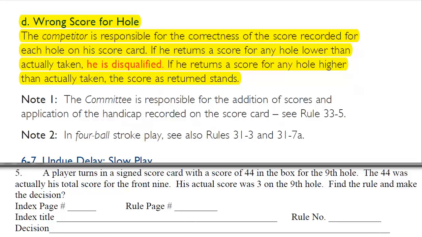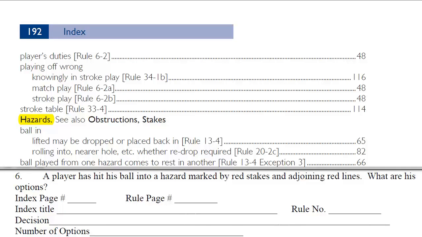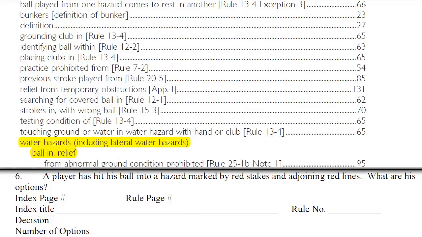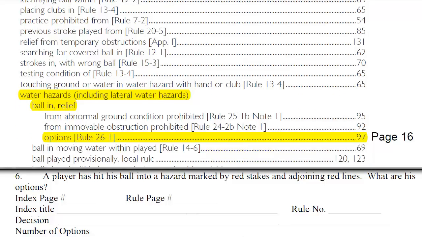Okay, moving on. Number 6, our final question. A player has hit his ball into a hazard marked by red stakes and adjoining red lines. What are his options? Okay, well, it sounds like we're in a hazard. Luckily the index has the word hazard in it, and we're going to scroll down through hazard. Now hazard also includes bunkers that you see up here. We're looking for water hazards, of course, and I have that marked out for us. Water hazards including lateral water hazards, ball in, relief, and we're looking for options. And it points us to Rule 26.1 on 97.